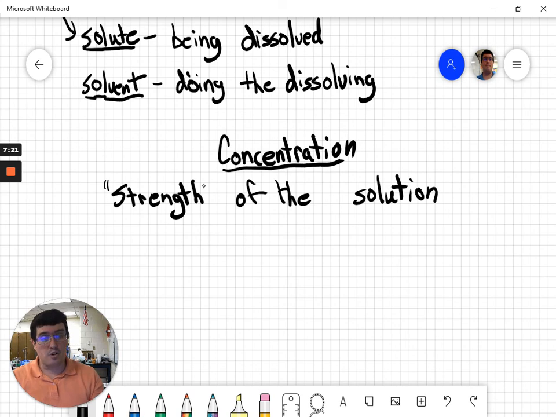Now, we're going to measure concentration in three different ways, all right? We're going to tackle each one in one day. Today, for the rest of the day, we're going to talk about molarity, because I think it's the easiest one. And then tomorrow we'll talk about molality and all the things that means. And then we'll talk about percent next week.